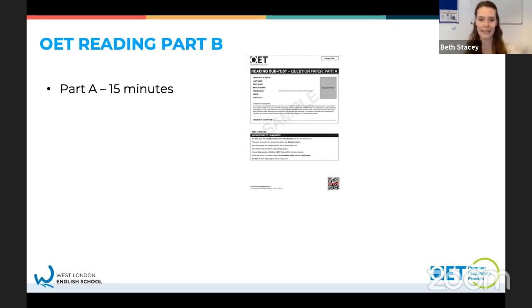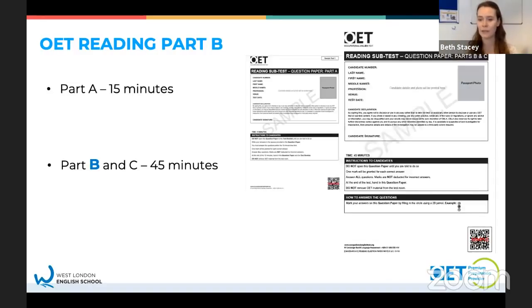What happens in the exam is that they give you the question paper and the texts. They are 2 separate booklets. You go through the booklets for 15 minutes, and then the interlocutors, the people that are in the test with you, take those away from you. And then you are given parts B and C. Now they come together. So you're given part A, they take it back, and then they give you parts B and C. And parts B and C will look like this, and that is 45 minutes in total.